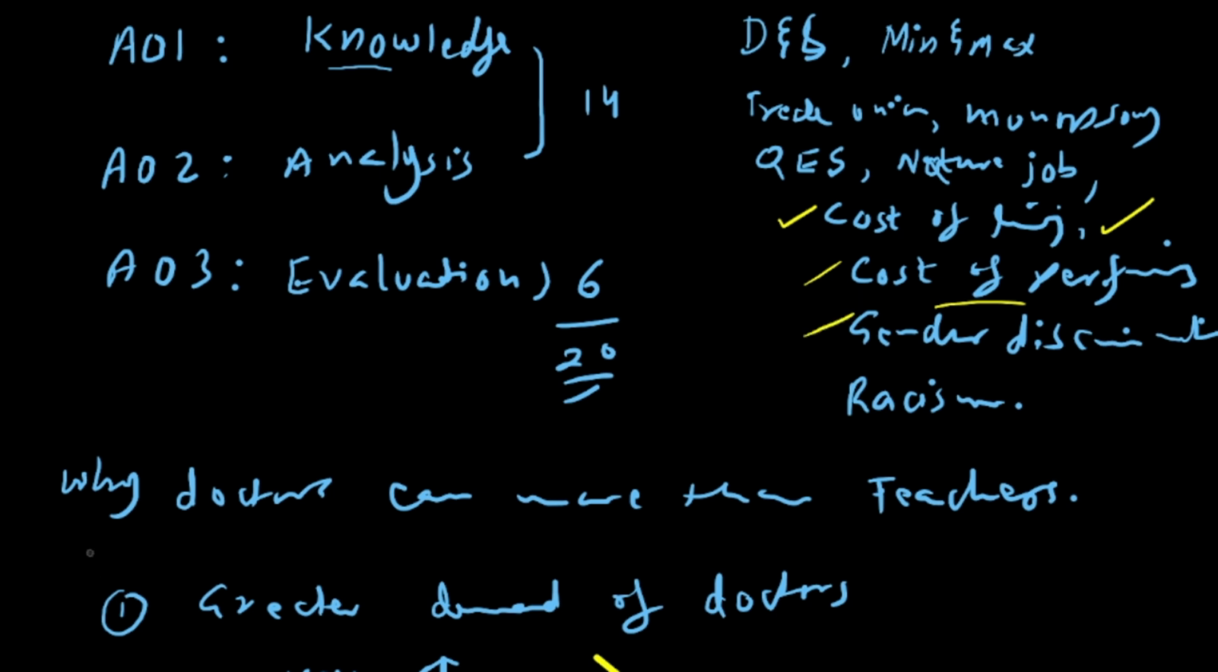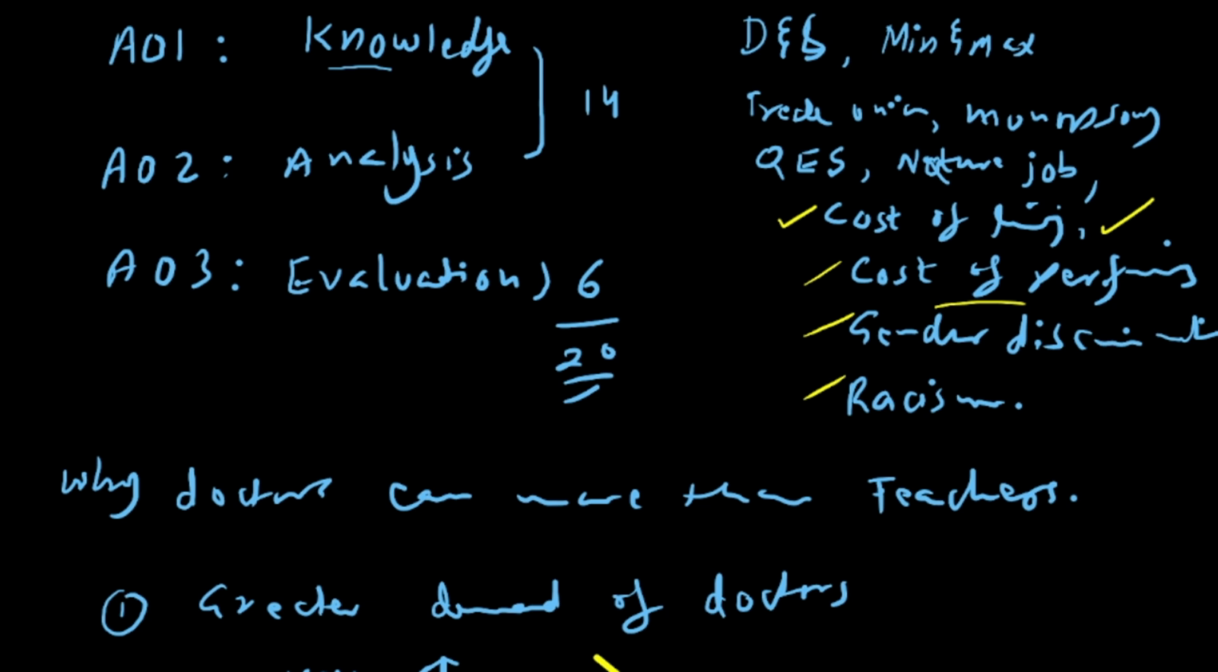Gender discrimination is also there, because a female doctor may be receiving lower wages as compared to a male teacher. Racism is another factor. The teacher might be a white American and the doctor might be a black American or Asian doctor. So an Asian doctor will be receiving lower wages as compared to a white American. A white American teacher will be receiving higher wages as compared to a black doctor working in America.